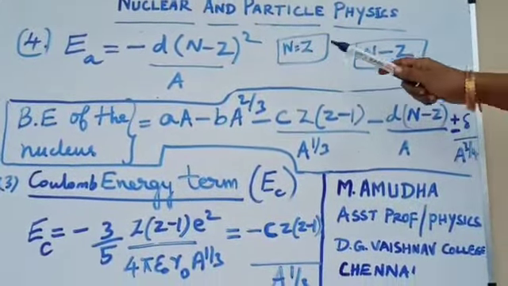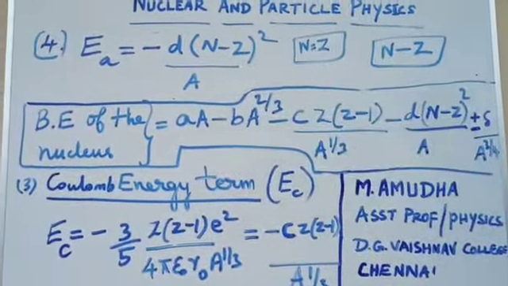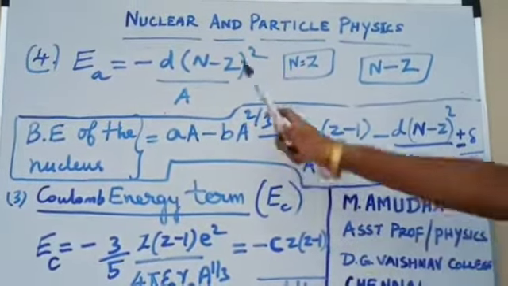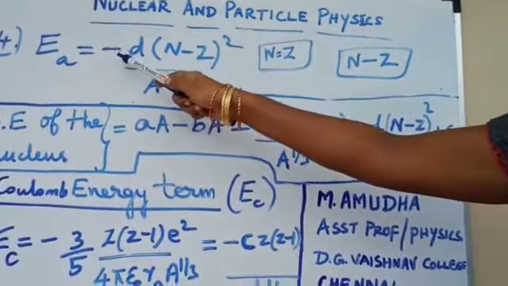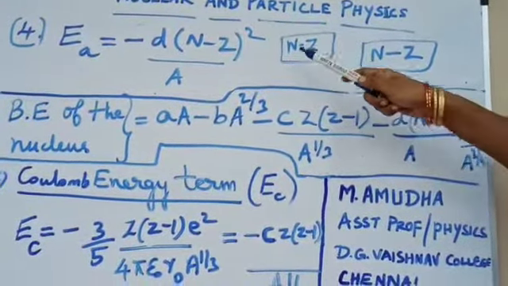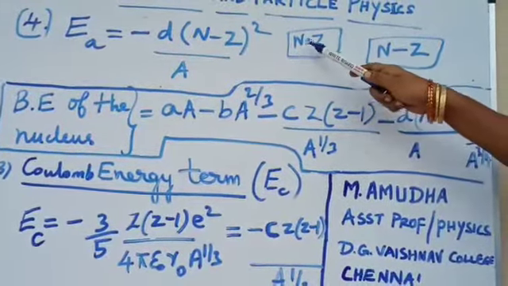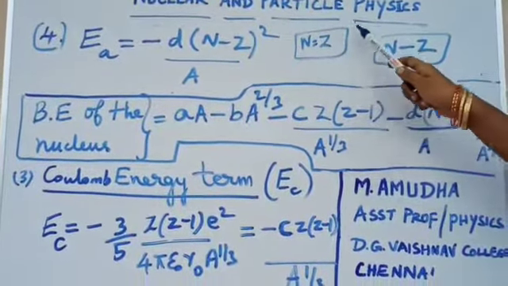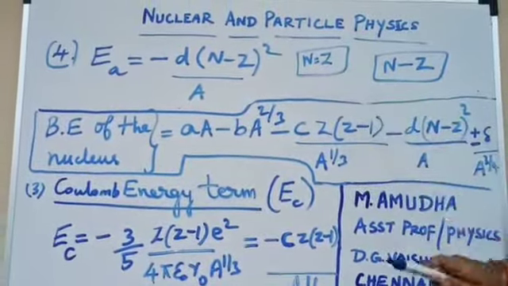So the fourth term is called the asymmetry energy term. EA is equal to minus d (n minus z) the whole square divided by A. Here also the negative sign tends to decrease the binding energy of the nucleus. Any nucleus is stable when the number of protons is equal to the number of neutrons. This information gives the stability of the nucleus.